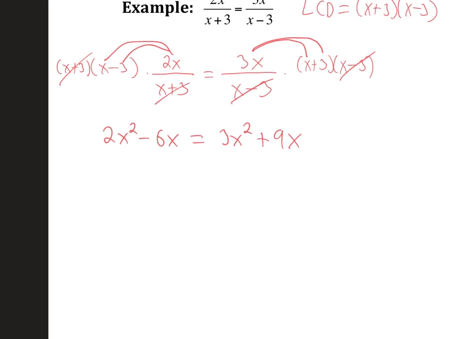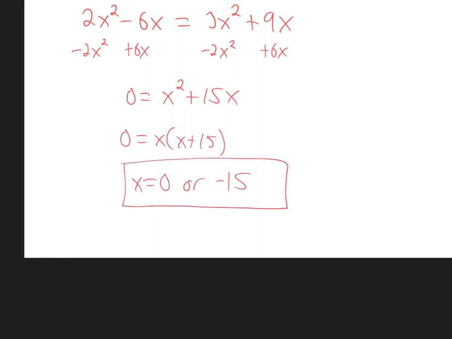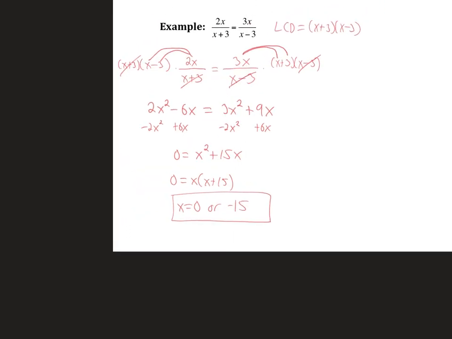All right, so now we have another quadratic, so we want to make it equal to 0, so I'm going to add 6x to both sides. Now I'm going to subtract 2x squared from both sides. So we're going to get 0 equals x squared plus 15x. If we factor this by GCF, we're going to get 0 equals x times x plus 15. And then our answer is going to be x equals 0 or negative 15. And if you check these, they're actually all going to work. So we had no extraneous solutions for all these problems here, okay?